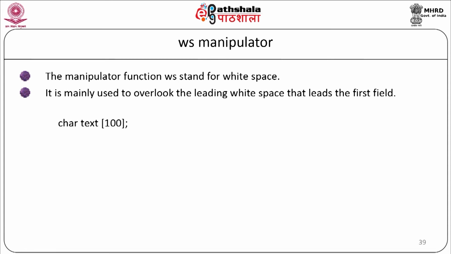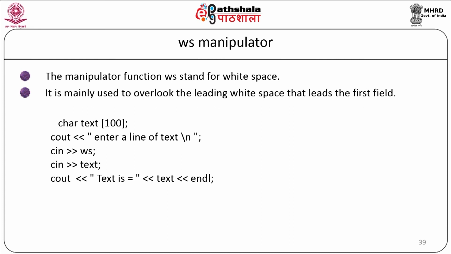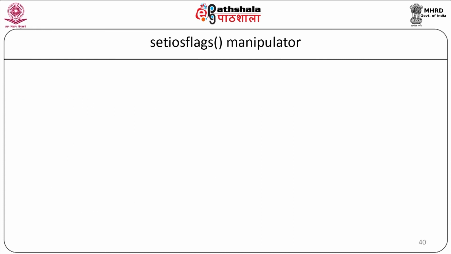Example: char text[100]; cout << "Enter a line of text"; cin >> ws; cin >> text; cout << "text is equal to the value of text." Now when the above line of code is executed, it will ask for the input as "Enter a line of text". Suppose we have entered "hello, how are you", then it will just accept "hello" and it will display the value as "text is hello".